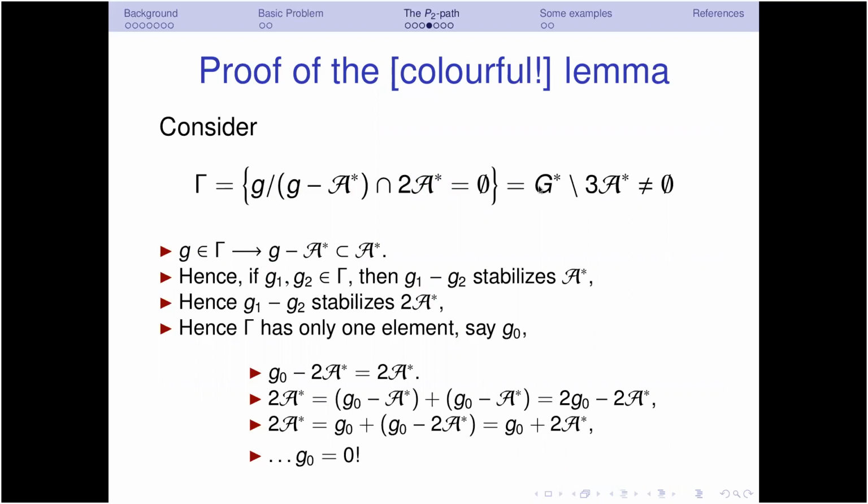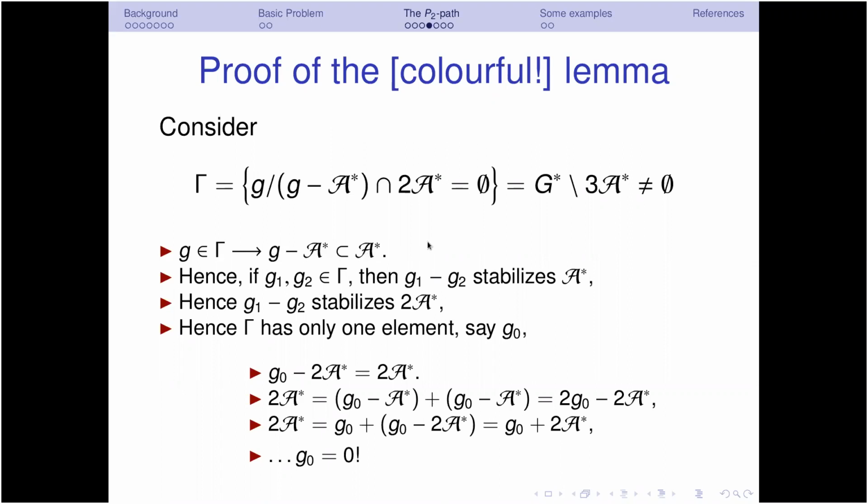So just look at G star minus 3A star, and you assume that it's non-empty. You discover, if you think of it, that G minus A star has no intersection with 2A star. Once you find that, if G is in gamma, you find that G minus A star is included in A star, because it cannot be in the other part. And so G minus A star is equal to A star.